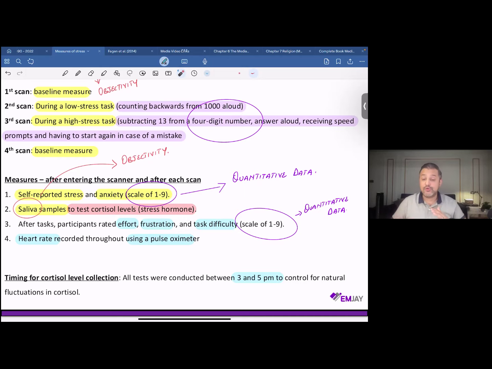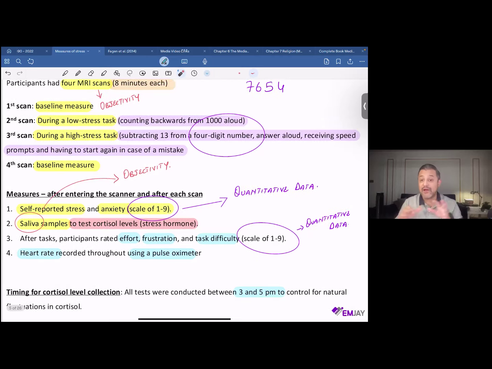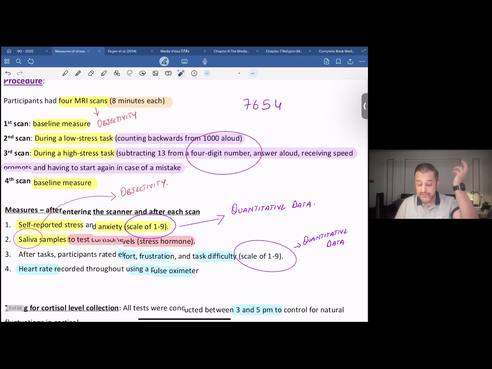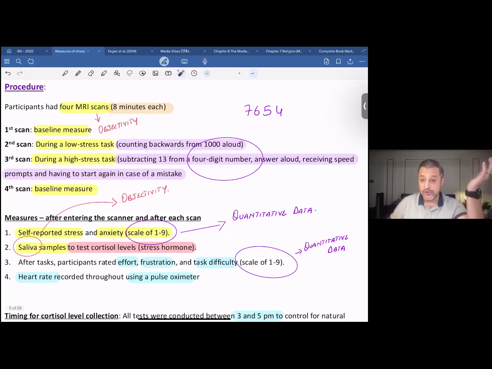Now, I'd like to assume you're all familiar with what the procedure was like for the experimental group. Now that you've understood that, just subtract the tasks, that is the low stress task and the high stress task, for the control group. Both groups, the experimental group and the control group, went through more or less the same procedure. It was just the high stress task and the low stress task that were removed for the control group.